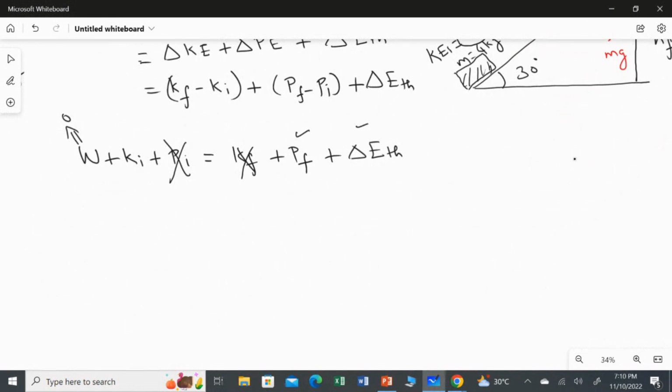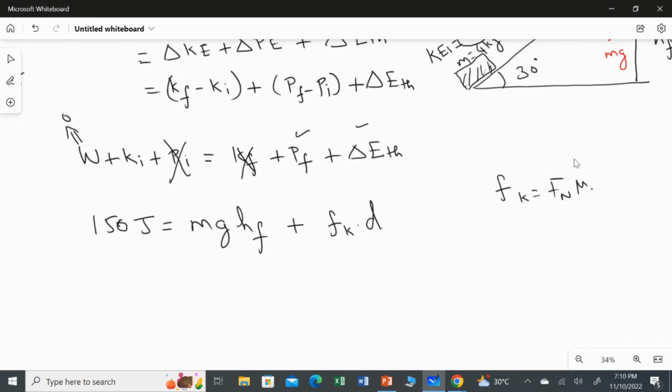The initial kinetic energy they mention is 150, because the work done and the initial potential energy are 0, so I have to discard those. So 150 joules, which is the initial kinetic energy, equals mgh final plus the thermal energy. We already studied the rule for the thermal energy. What is it? Fk, the kinetic friction, multiplied by the distance. And what is Fk? In chapter 6, we studied Fk equals Fn mu k, right?